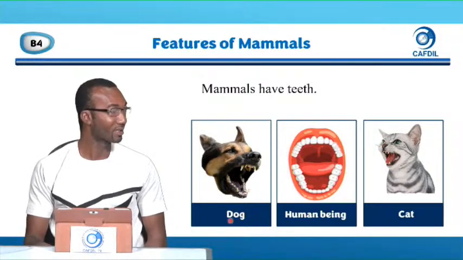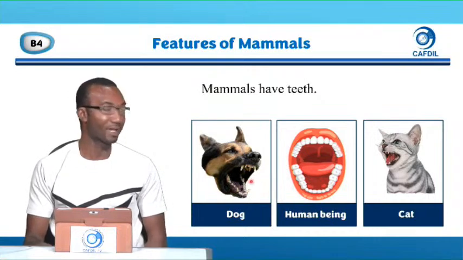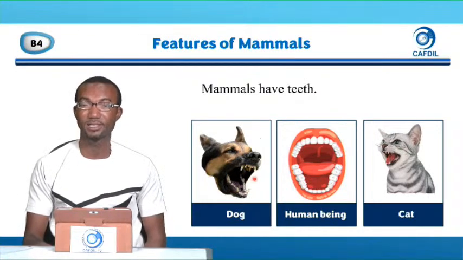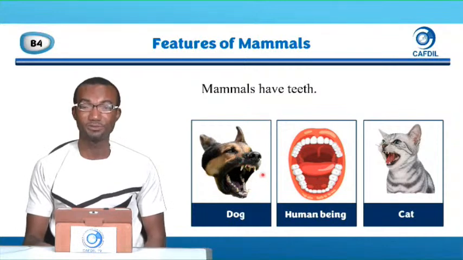So mammals have teeth. If you look at birds, birds do not have teeth, but mammals have teeth. We talked about insects in the previous lesson. Insects do not have teeth. So one of the features of mammals is that they have teeth. So dog, human being, and cats, they are all mammals because they have teeth.